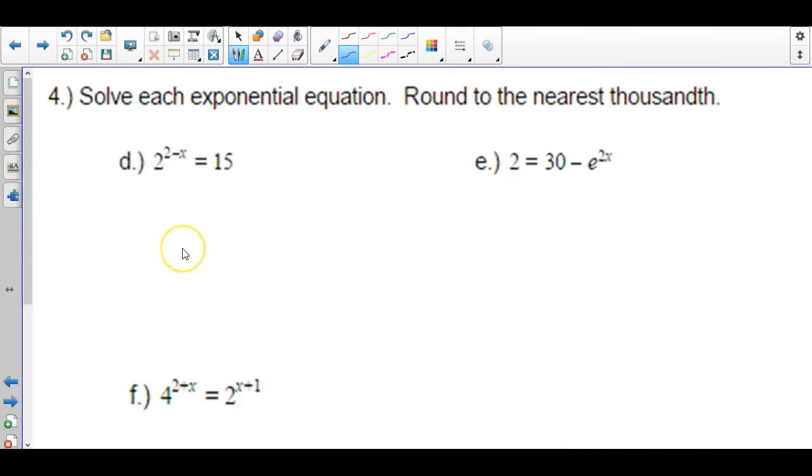Move on to the inverse of that, which would be solving exponential equations. And we'll round to the nearest thousandth, so 3 decimals out.